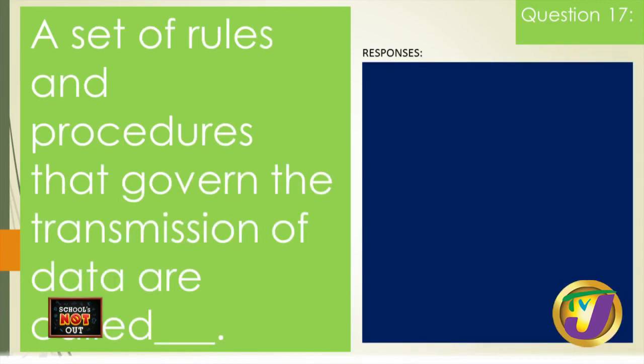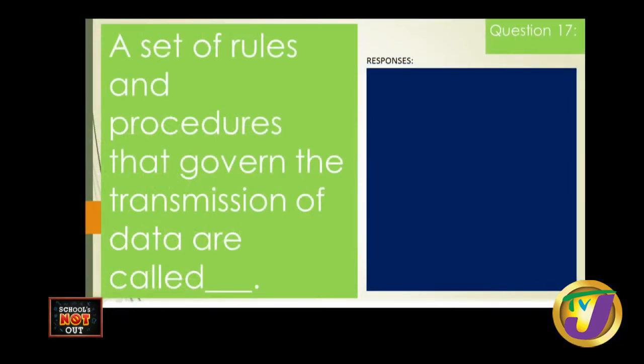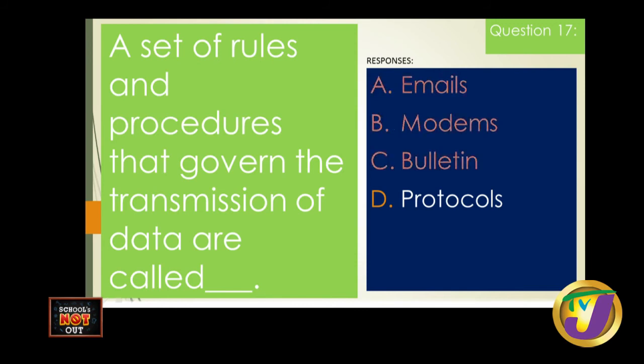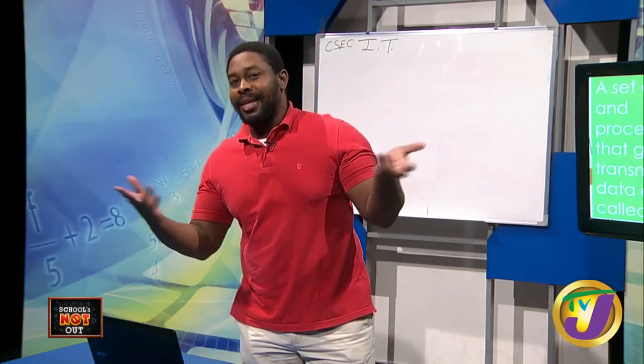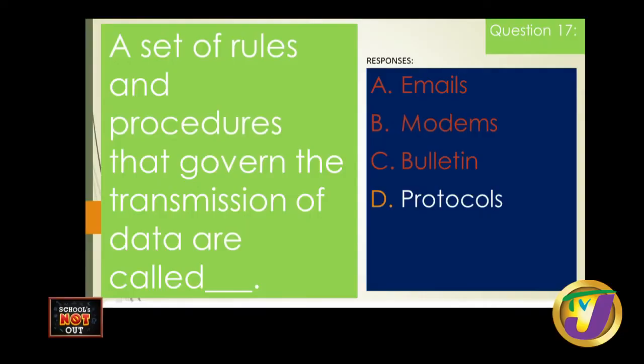Question 17. A set of rules and procedures that govern the transmission of data are called emails, modems, bulletin, protocols. A set of rules. I'm laughing at the answers because they are absolutely preposterous. But the answer, of course, is protocols. And if you can do any form of word association, even if you know the definition of protocols, you can more or less guess what that answer is. So your answer is protocols. Could never be emails or modems.